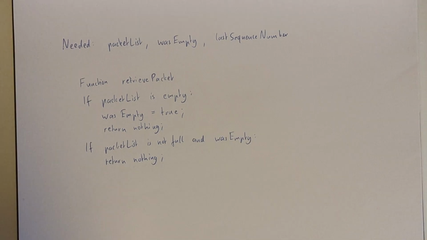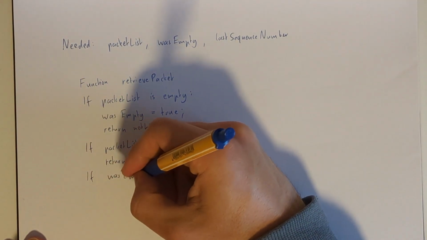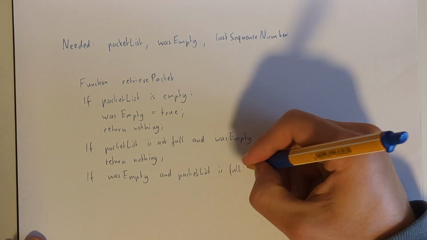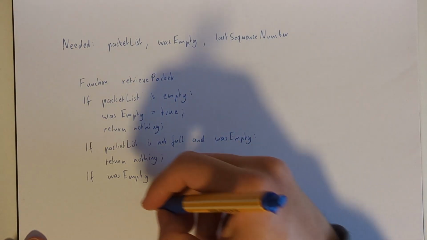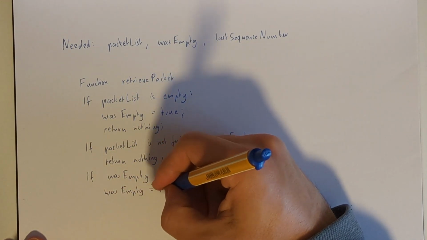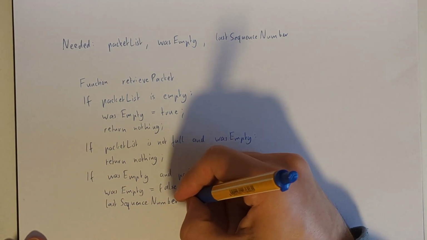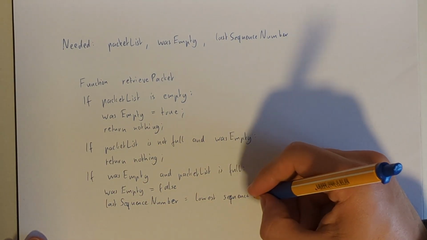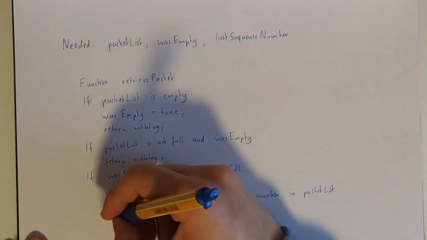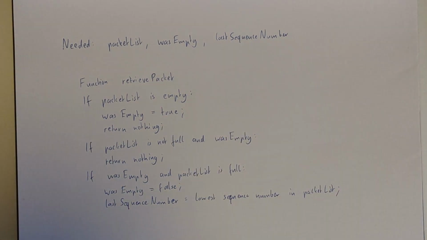After that, we're gonna add another if statement that is gonna check if wasEmpty is true and if packet list is now full. In that case, we initialize our counter last sequence number with the lowest sequence number of all the packets currently in our packet list. We're also gonna set wasEmpty to false. This is here so all of the packets are played even if the list is not full, since the sender could have just stopped talking and we of course want to hear the last 8 packets of their speech.